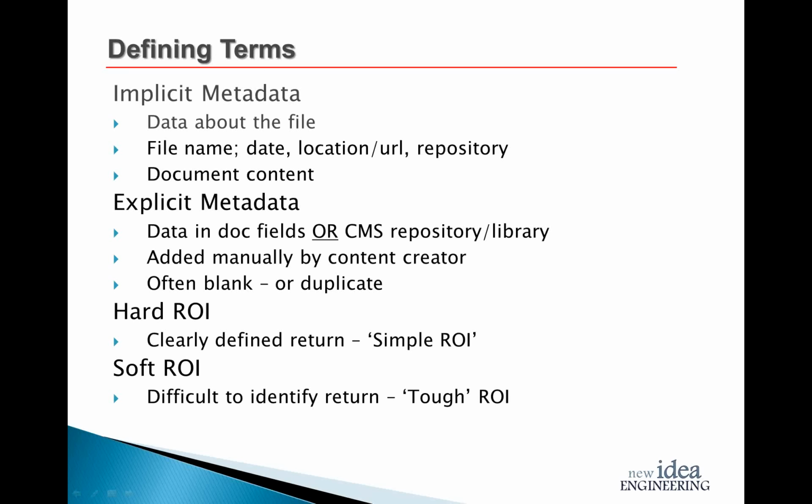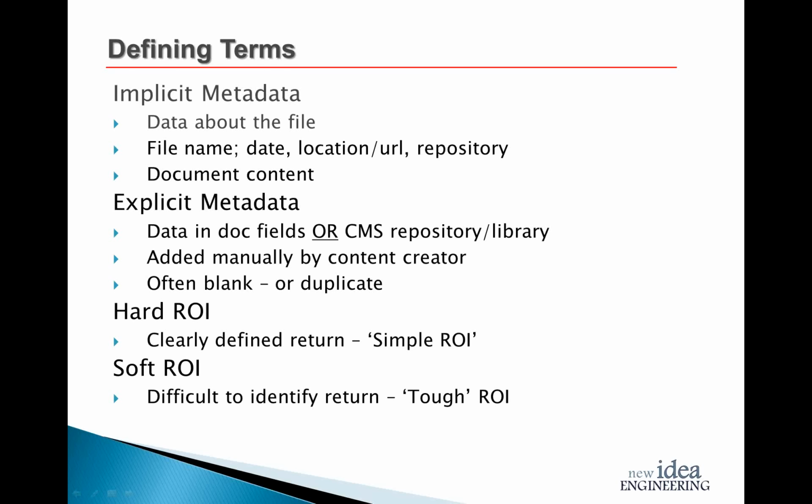doing a search. Now, you've probably heard the term hard ROI and soft ROI. The hard ROI is return on investment that you can actually clearly define. That is, I can say, if I put this search in, I know that I can save $100,000 a year. I call that simple ROI, even though it sounds like it's hard ROI, but I call it simple because it's easy to determine what the return is. You'll know what the return is and how you can measure it.